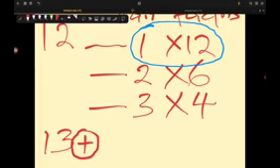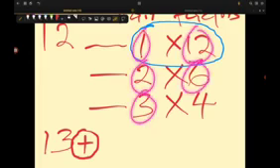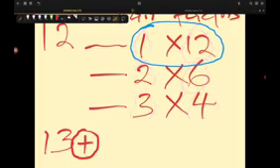Look at the pair factors I've done. I have 1 and 12, 2 and 6, 3 and 4. I don't want to waste too much time. There's nothing you can do to these 2 and 6 that will give you 13. If you say 2 plus 6, it will give you 8.